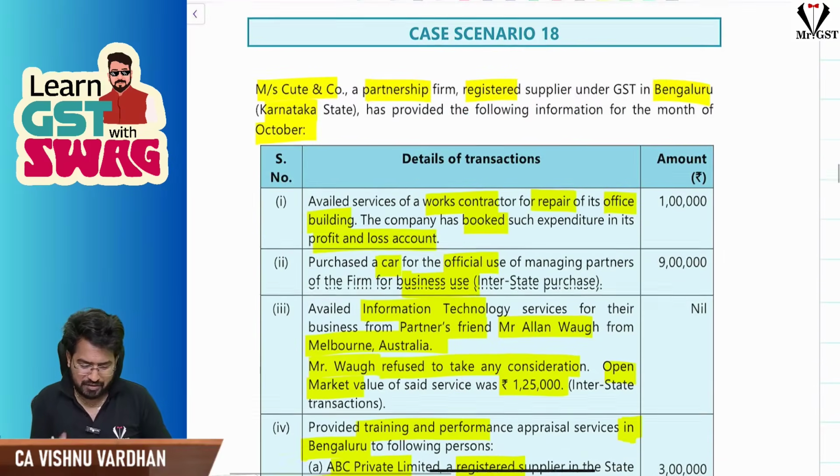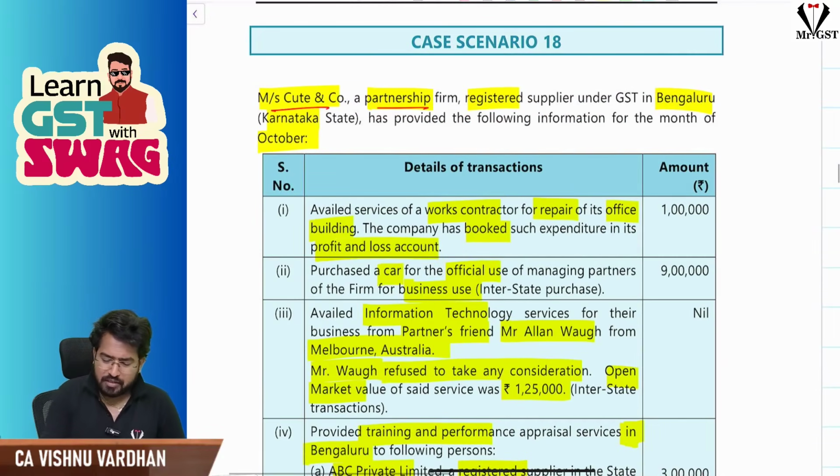Now, going to the case study, small one again. Tute and Co, a partnership firm registered in Bengaluru, Karnataka. They gave information for the month of October.